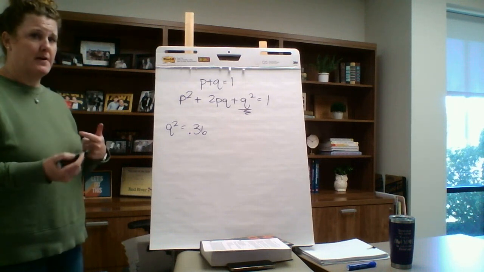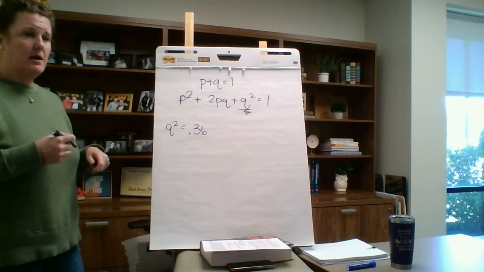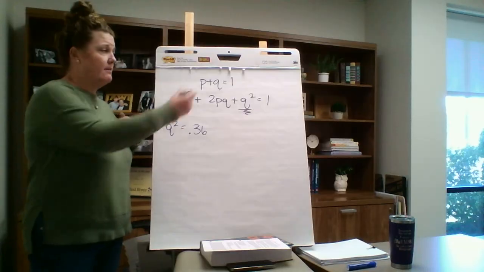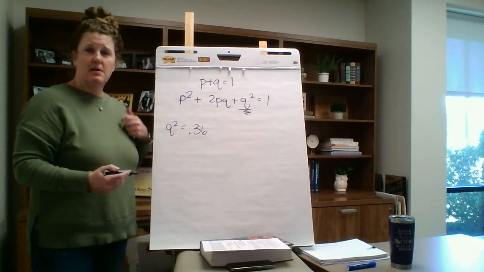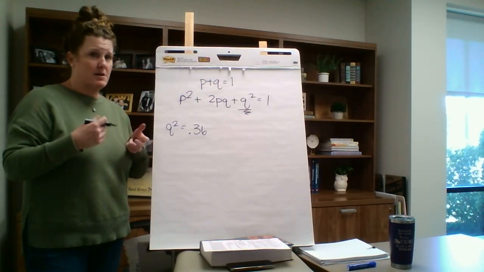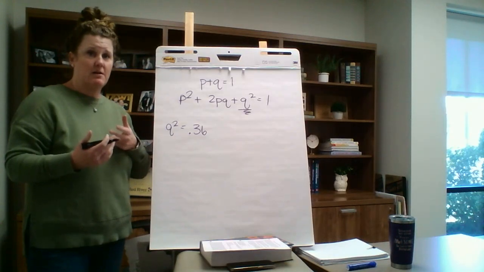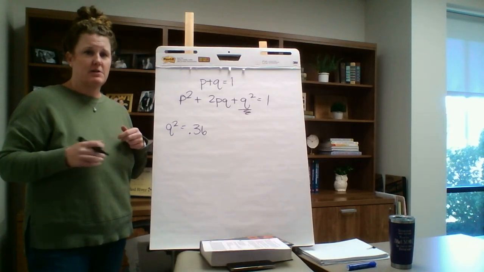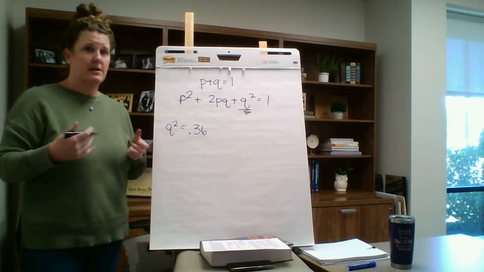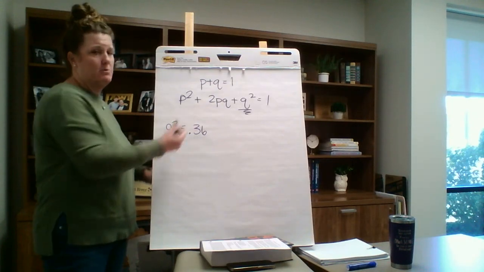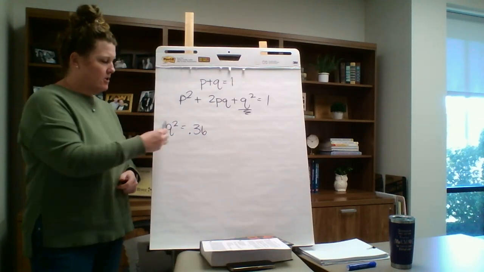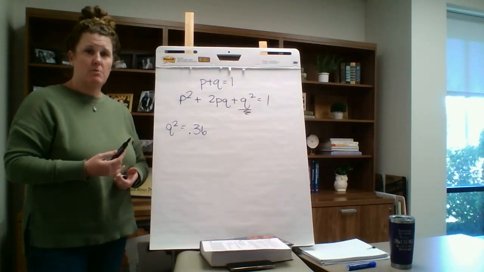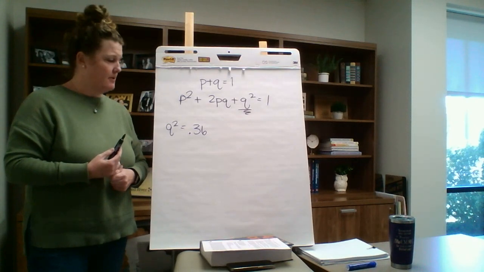You do need to know what those variables represent, okay? When you have the problems, you'll be given the equations, but no one's going to tell you what is what. Like P is the dominant allele, Q is the recessive allele. You're going to have to know those things. So you'll be given the equations, but you have to know what they represent, okay? So Q squared is my homozygous recessive genotype.